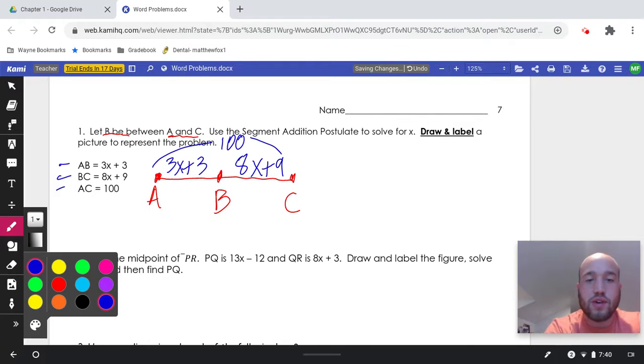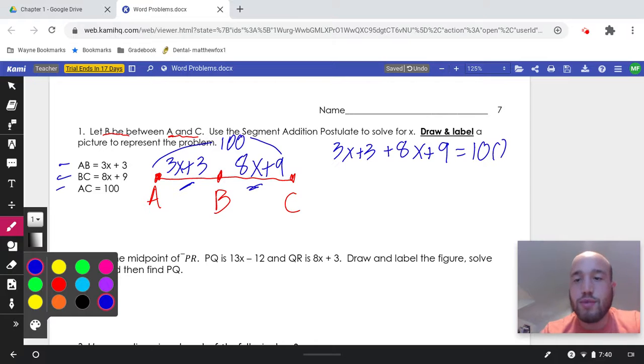Now we're going to take part plus part. So this part plus this part equals that whole thing. We'll set up our equation: 3x plus 3 plus 8x plus 9 equals 100. And bam, now we've got an Algebra 1 problem. You guys have already passed Algebra 1, so you're good to go.